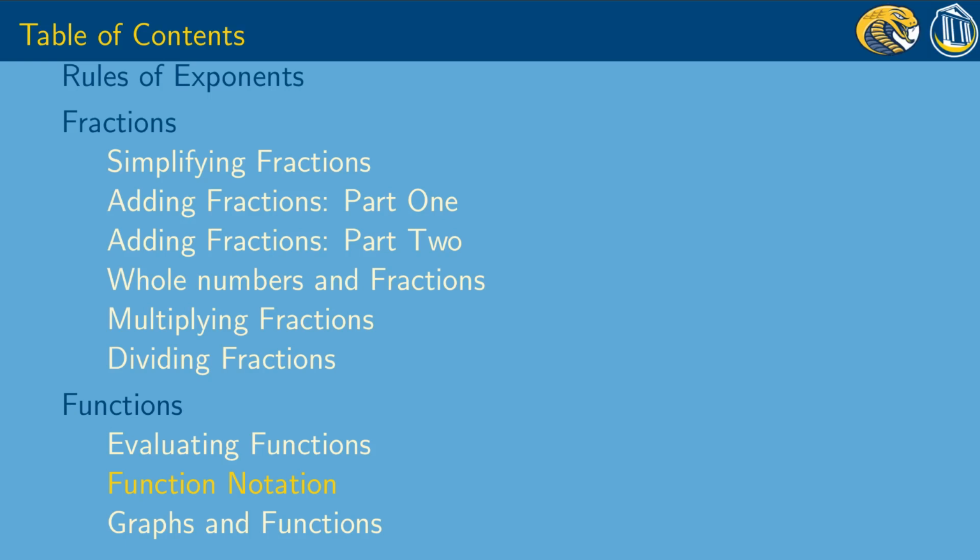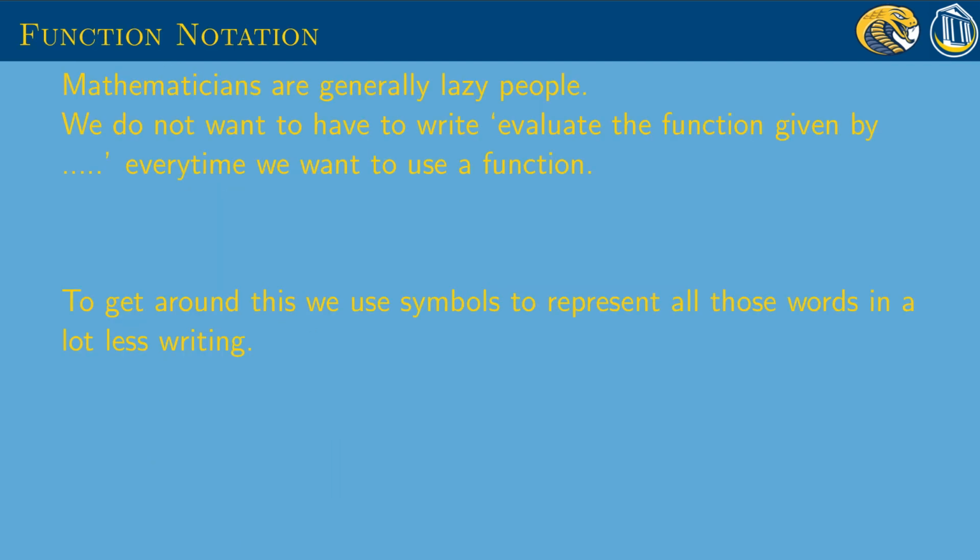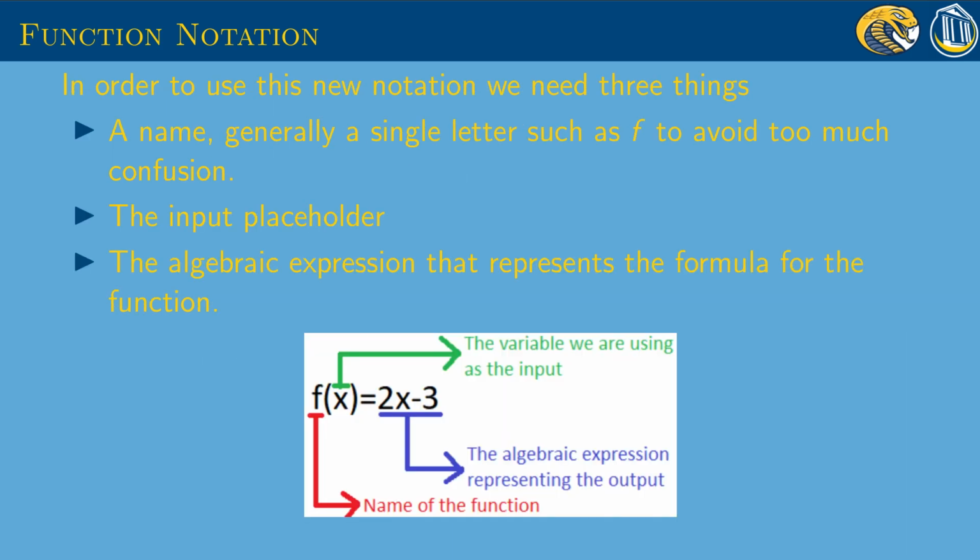Now we've already talked a little bit about function notation, but let's talk about the definition now. Mathematicians are famously lazy. We don't want to have to write "evaluate the function given by blah blah blah" every time we want to use it. And so to get around writing all of this, we use symbols to represent all those words in a much more efficient manner. In order to use this new efficient notation, we need to have three things.